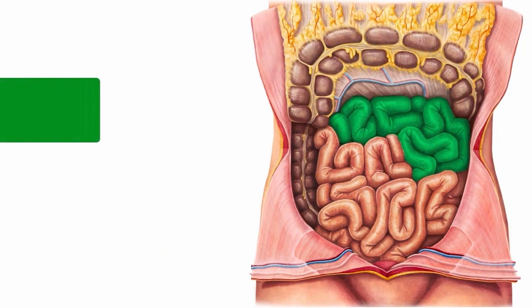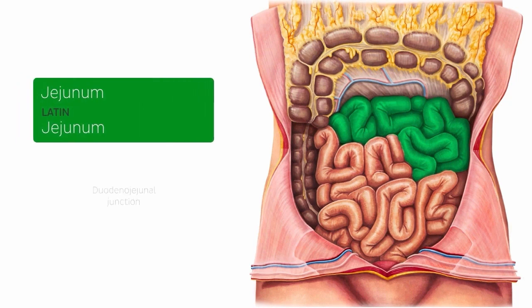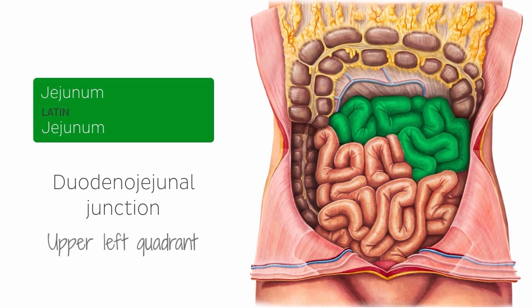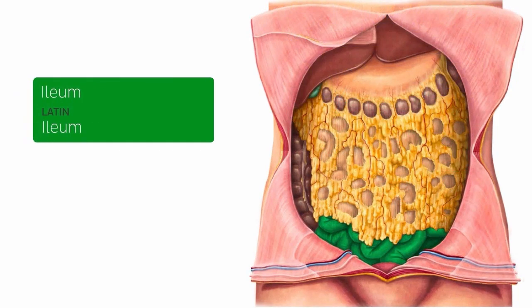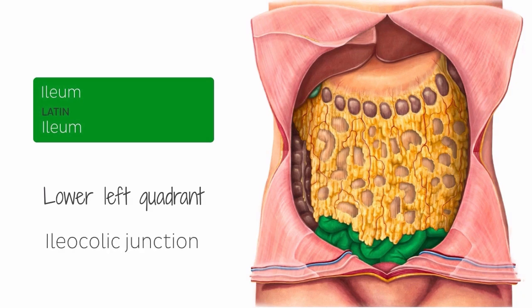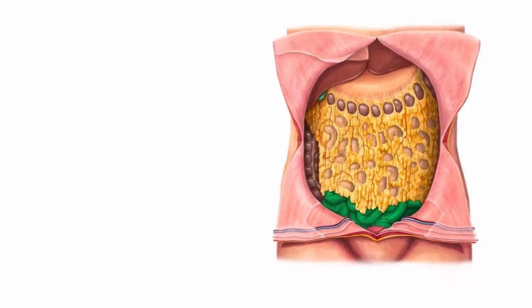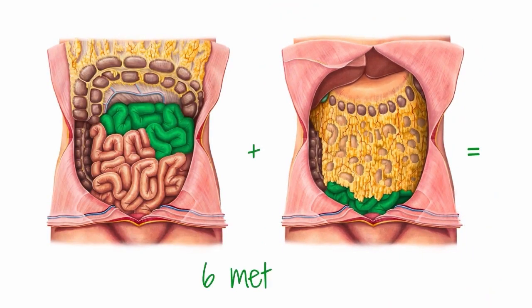The jejunum, which lies intraperitoneally, begins at the duodeno-jejunal junction and is mostly situated in the upper left quadrant of the abdomen. On the other hand, the ileum is mostly found in the lower left quadrant of the abdomen, and the ileum is thinner and its walls are less vascularized than those of the jejunum. The ileum extends to the ileocolic junction. Together, the jejunum and the ileum can reach a length of approximately 6 meters.